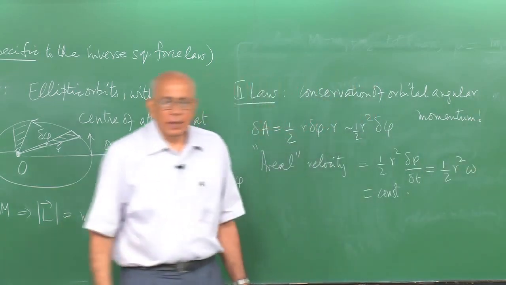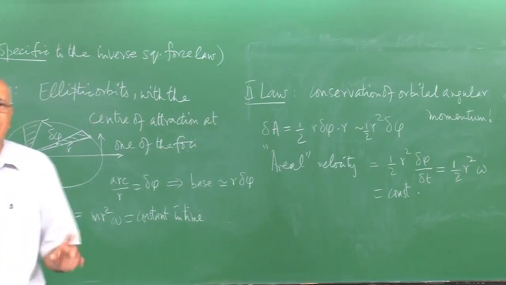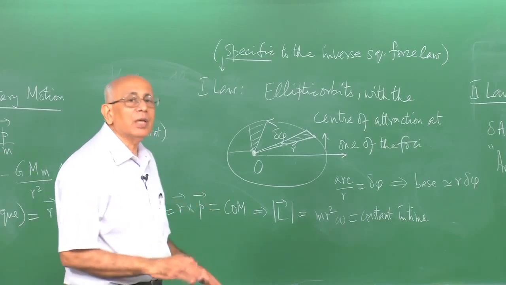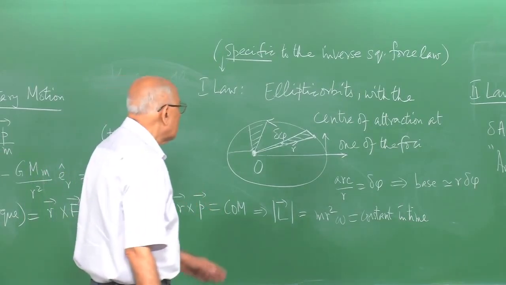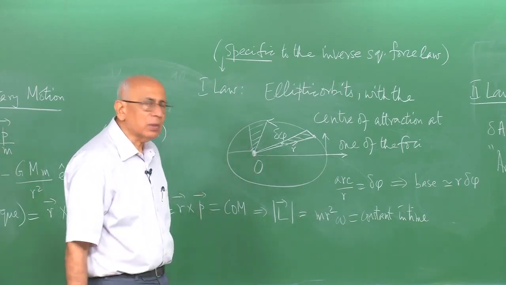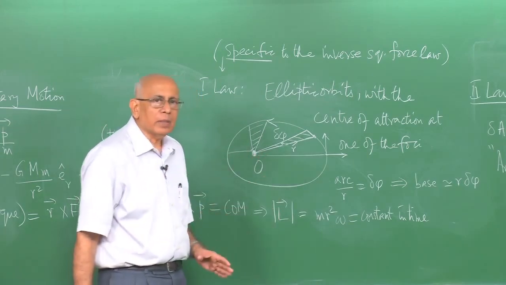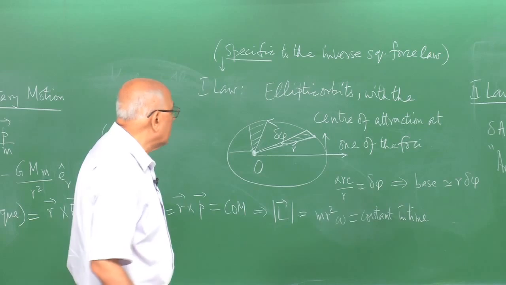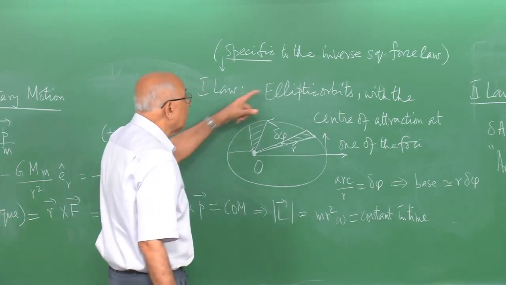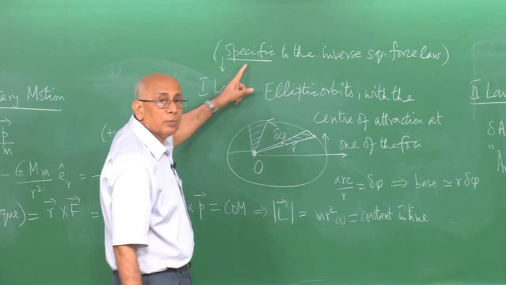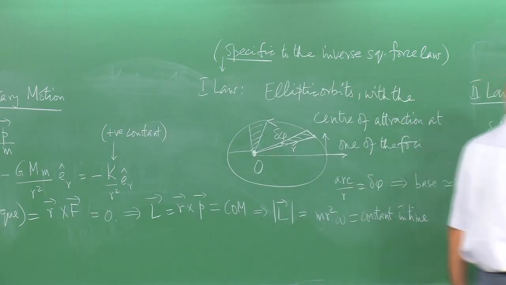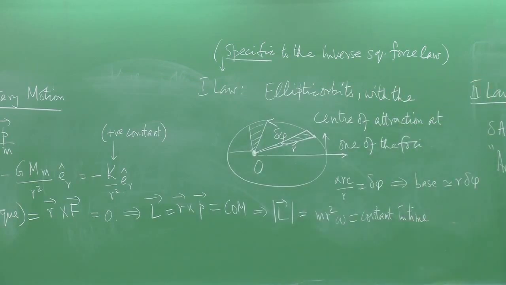So the point I want to make is that Kepler's second law is not specific to the inverse square law of force. It is in fact a general statement. It says that there is no torque on this particle in a central force, therefore its orbital angular momentum is a constant of the motion both in direction as well as magnitude, and that's all it's saying. So while the first law is specific to the inverse square law of force, the second law is true in general, valid for all central potentials.